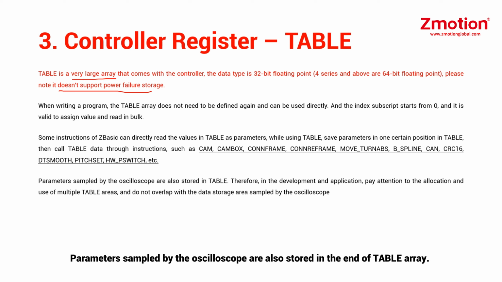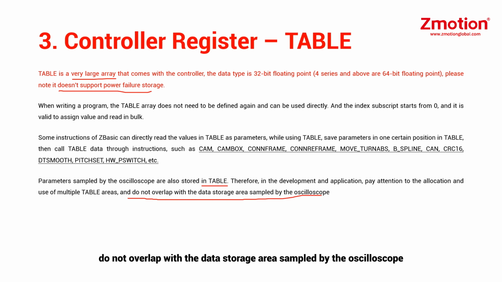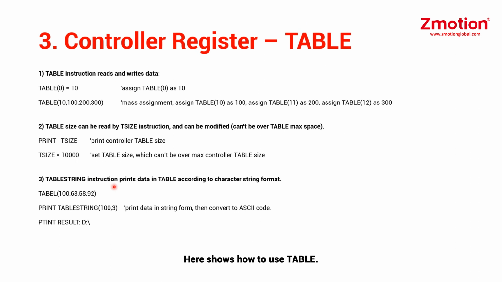Parameters sampled by the oscilloscope are also stored at the end of the table array. Therefore, pay attention to the allocation and use of multiple table areas, so they do not overlap with the data storage area sampled by the oscilloscope. Here shows how to use table.